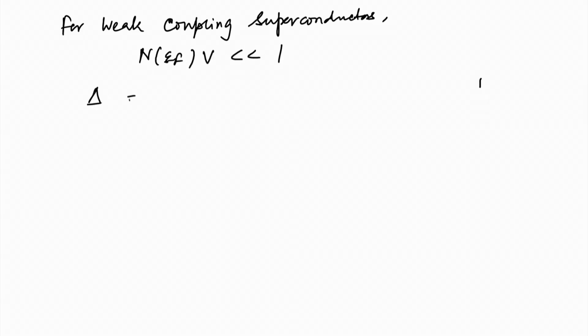Thus, delta assumes a form which is 2 h cross omega d exponential minus 1 by n e f of v. So, we are getting a similar expression for the energy gap as we have done by solving a 2 particle Schrodinger equation. This tells that this much of energy has to be supplied in order to break a pair and go from a superconductor to a normal state.